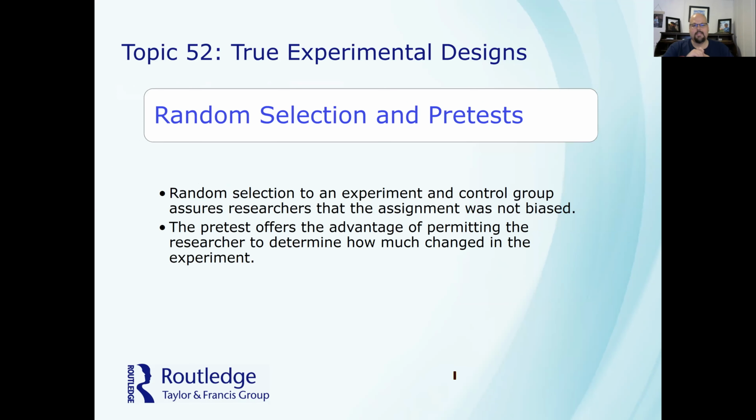One of the biggest and most important aspects of an experiment is random selection. Random selection to an experimental and control group assures that the researchers have assigned people in a way that is not biased, right?